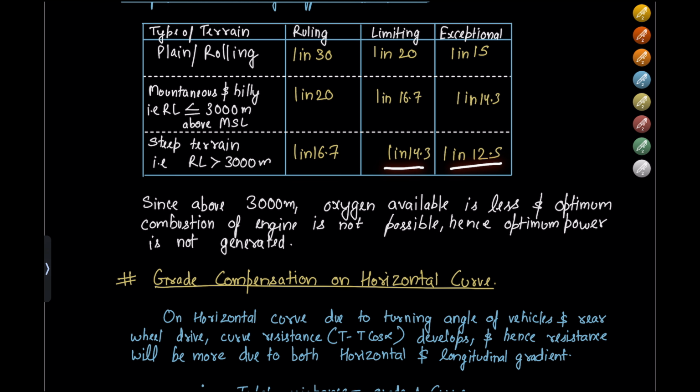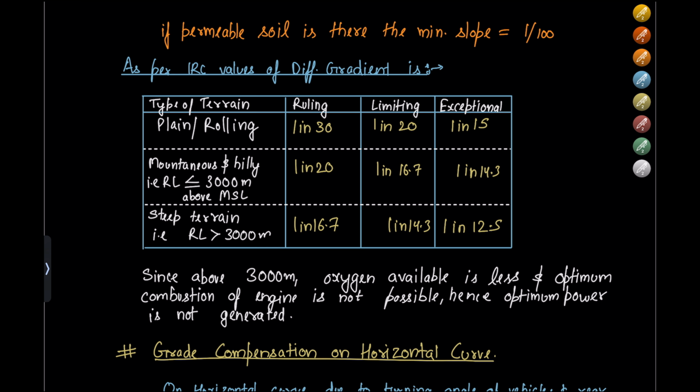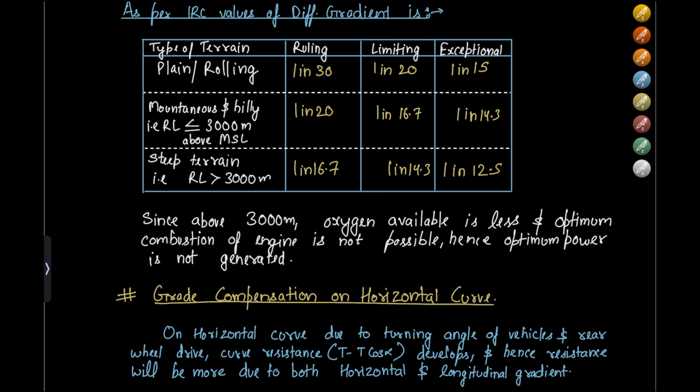It is so because above 300 meter oxygen available is less and optimum combustion of the engine is not possible. So the optimum power is not generated, and hence the vehicle requires greater or steeper gradient.